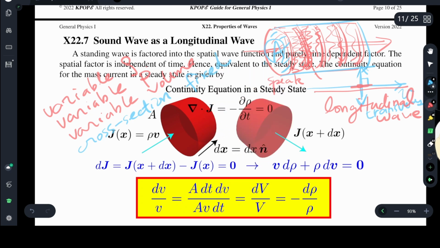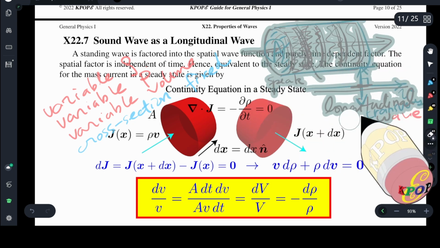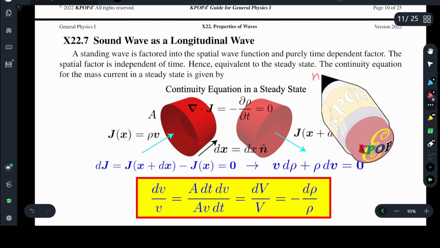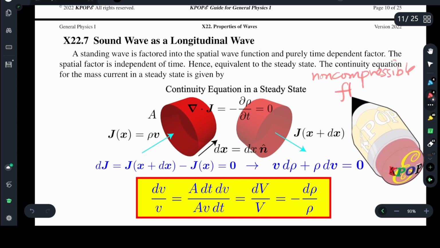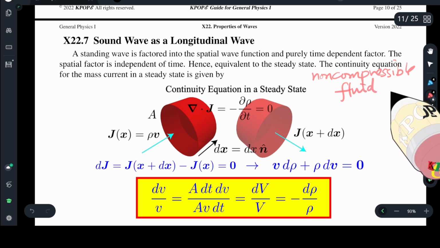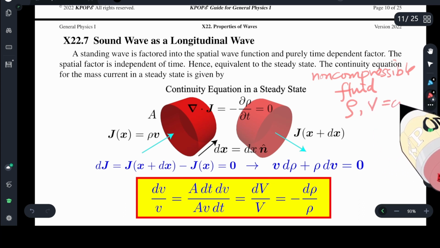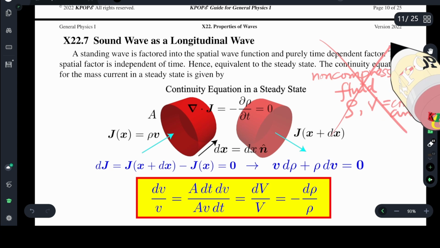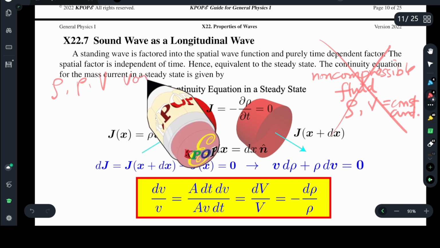When we consider Bernoulli's equation, we consider a fluid that is not compressible, that means the volume doesn't change. So rho, V, theta are constant. In order to consider wave propagation, this is not adequate because density, pressure, and volume all vary.